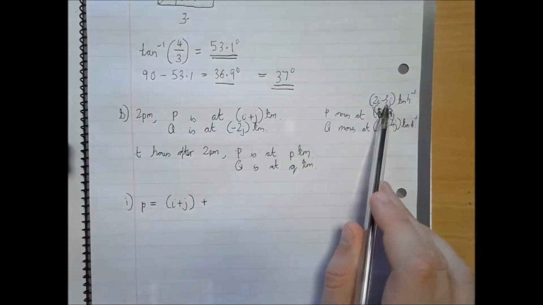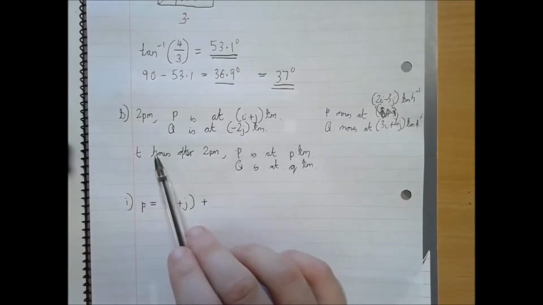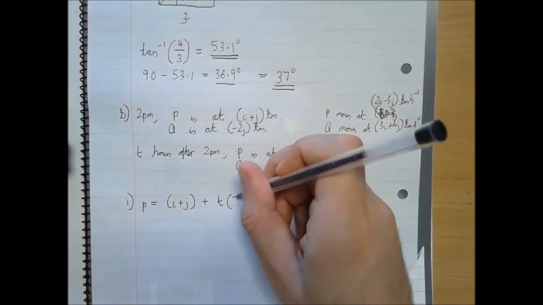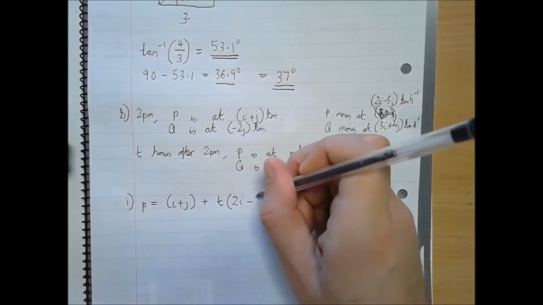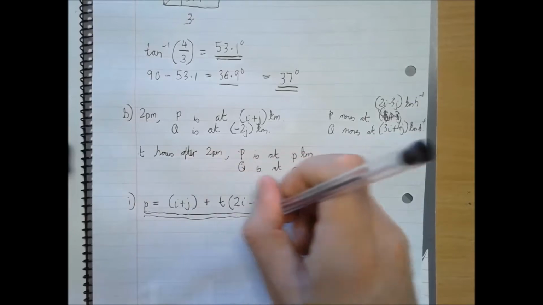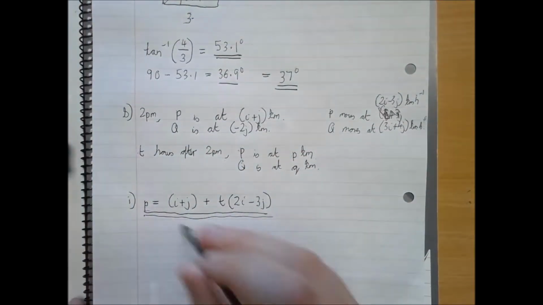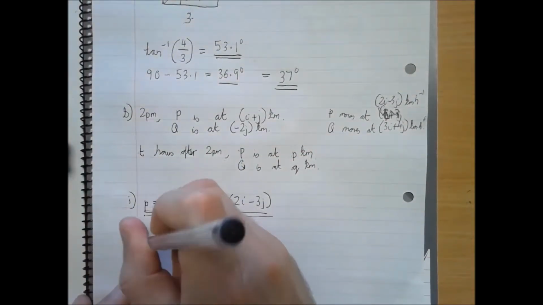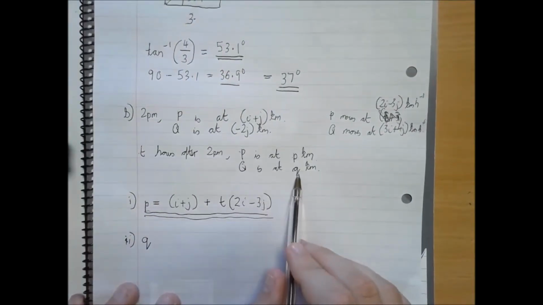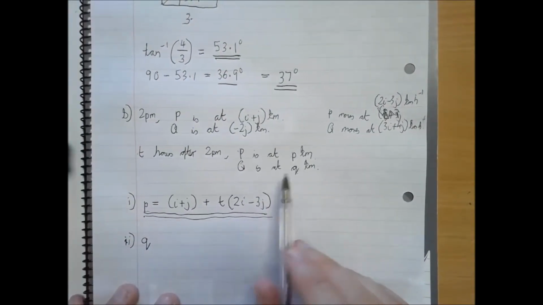what we're doing is we started at i plus j, and then for every hour it's going to move 2i minus 3j. Now you've got t hours there, so all you can do here is put t times 2i minus 3j, and that's your final answer for part 1. Part 2 is going to follow very similarly. We're looking at Q. We want to find out where that could be.